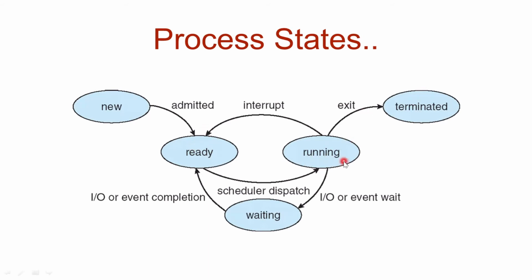From running state, a process can go to terminated state. When the execution of the process is complete, it goes to terminated state. And when a process goes to terminated state, all the resources that are allocated to the process are taken back from it.